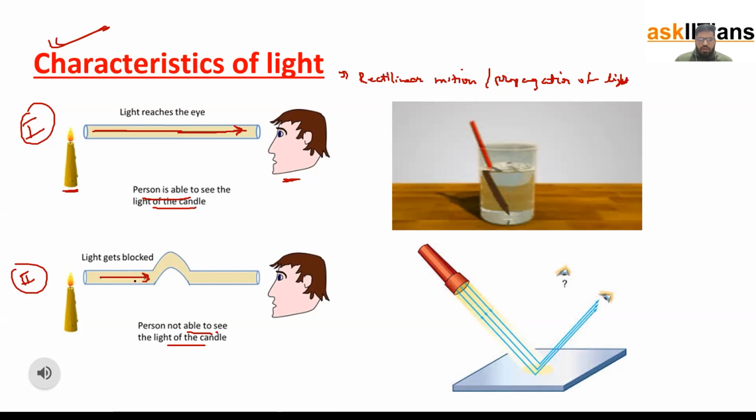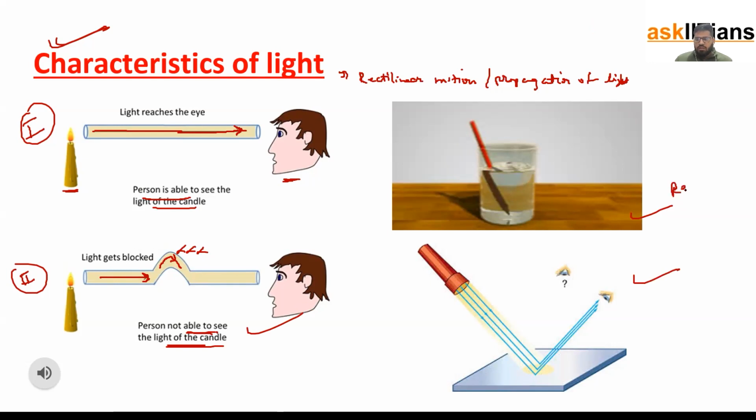Now it is not getting any straight path to travel. Light can't bend. It can only travel in a straight line path. That's why the path of the light has been blocked in this case, so the person is not able to see the light of the candle in the second case. This is the basic characteristic of light, which is very important in explaining various phenomena of light, which you can see in both the diagrams.